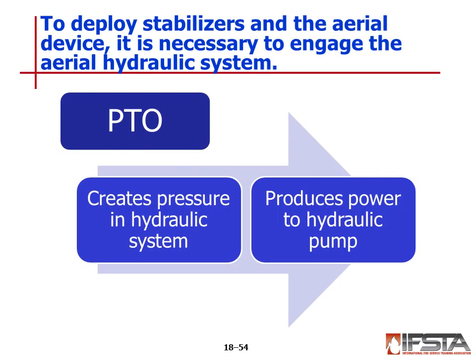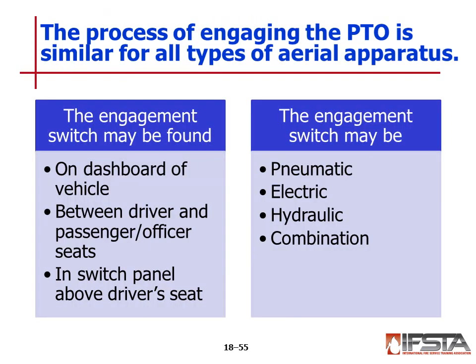To deploy the stabilizers and the aerial device, it's necessary to engage the hydraulic system. The driver operator must activate the power takeoff, or PTO, or other specialized hydraulic system. The PTO system provides power to the hydraulic pump, which in turn creates pressure on the fluid in the hydraulic system. The driver operator should not engage the PTO until the aerial apparatus has been properly positioned in accordance with the conditions on the incident. The process of engaging the PTO is fairly similar for all types of aerial apparatus.